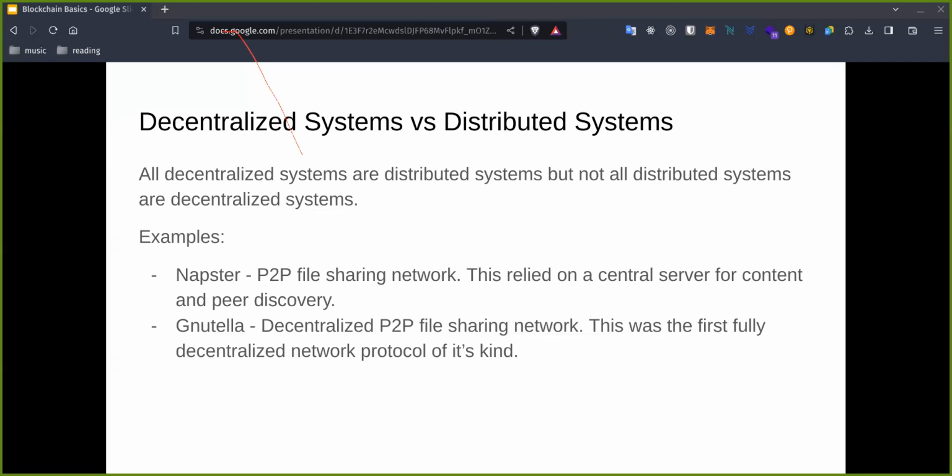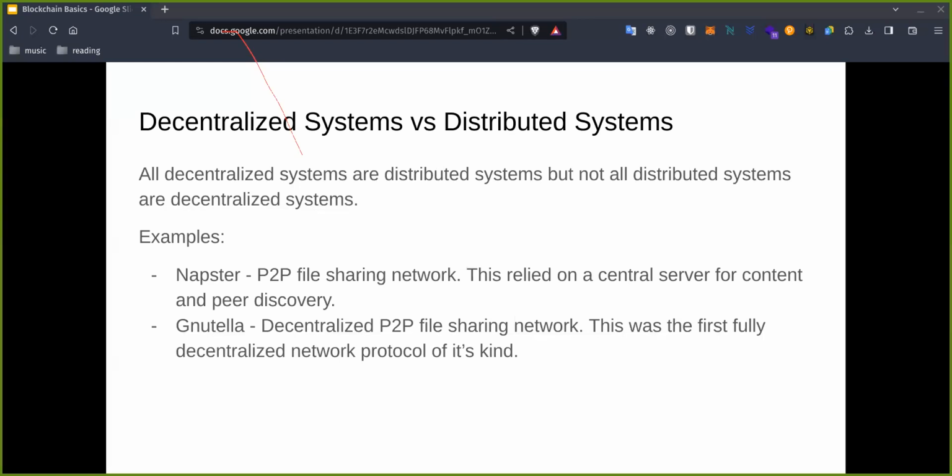But now we have another example when it comes to decentralization: Gnutella. Gnutella was designed in such a way that it was the first fully decentralized network of its kind. If you shut down a single peer, it doesn't affect the entire network. The entire network can operate without the need of another peer, or with one peer being shut down. That's what we mean by a decentralized system.